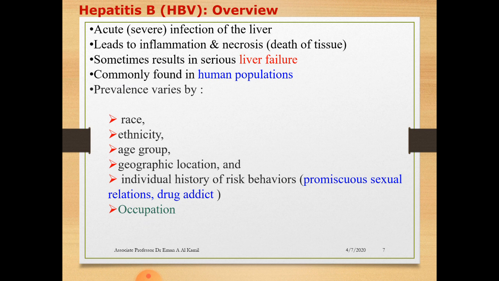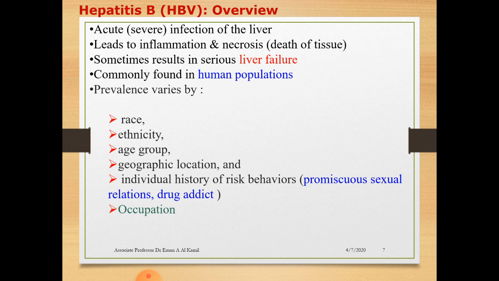The prevalence varies by race. There are certain racial factors, ethnicity or ethnic group, and age group that make people more liable to have the infection. Some age groups are more likely to have the infection than others. For example, the baby inside the uterus of the mother during pregnancy can get the infection from the mother, or through the passage of the birth canal, or postnatally, after delivery.